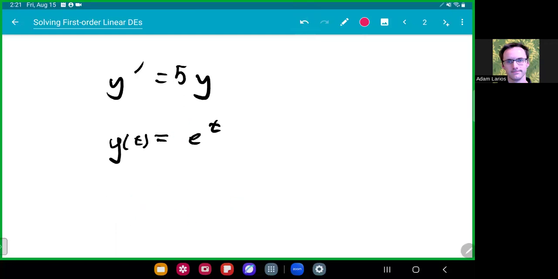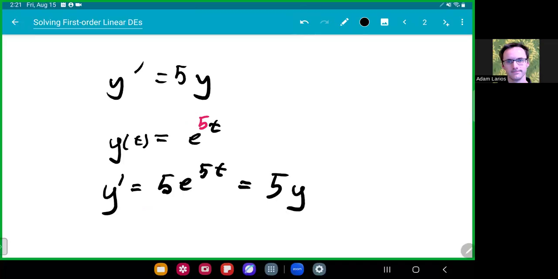But if we take a step back and remember the chain rule, we might know that if we put a 5 here, this will work. Then we would have y prime equal to 5 e to the 5t, which is equal to 5 times e to the 5t, and that's just 5 times y. Of course, any other constant out here would also work, and I'll let you check that on your own. But this is just an example to get us started.